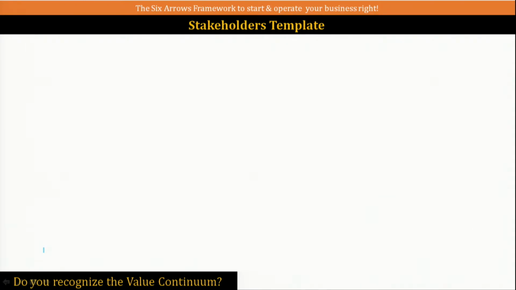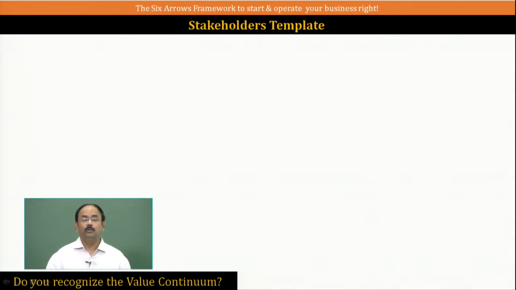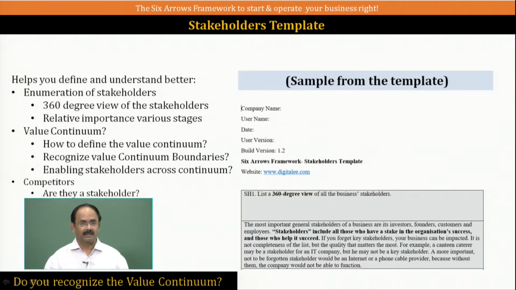Again, this answers one key question: do you as a business recognize the value continuum? As we discussed, the value continuum is where all your stakeholders interact and you are also becoming part of that value continuum. The stakeholder template helps you enumerate all the stakeholders, a 360-degree view of the stakeholders. And it helps you think about the relative importance of the stakeholders through the life cycle of your business. And most importantly, it makes you think about the value continuum.